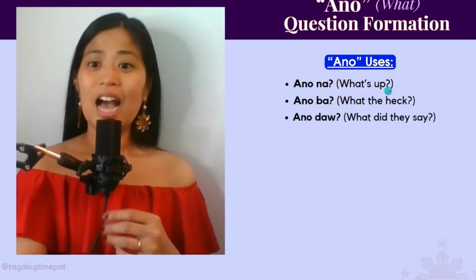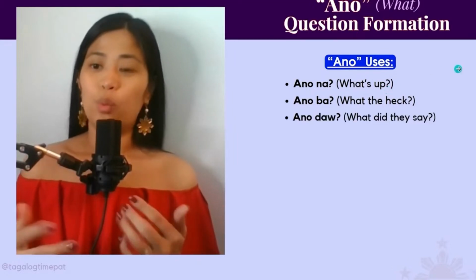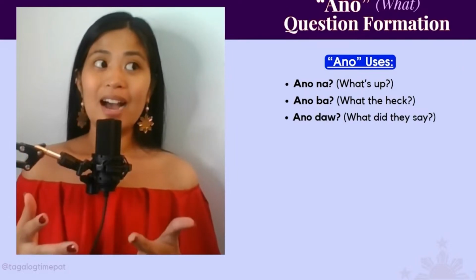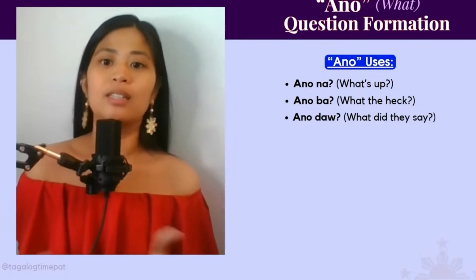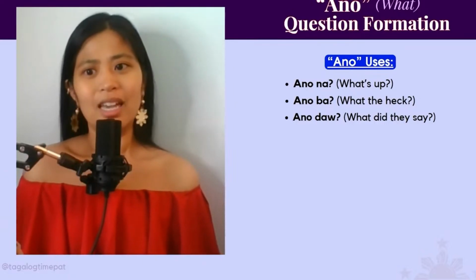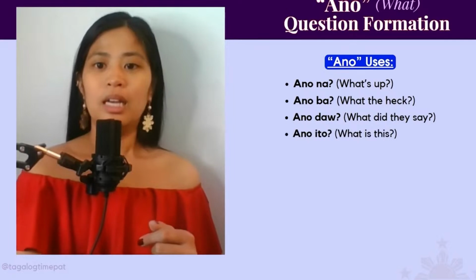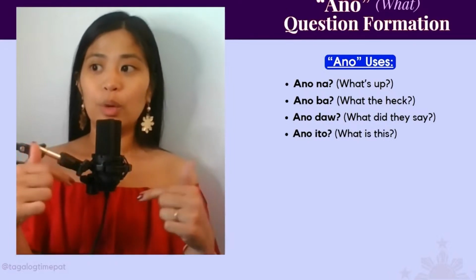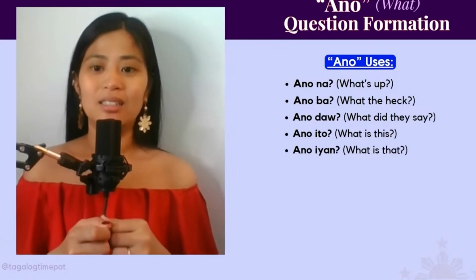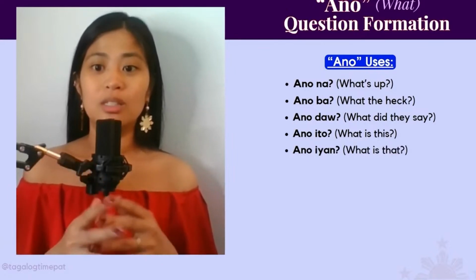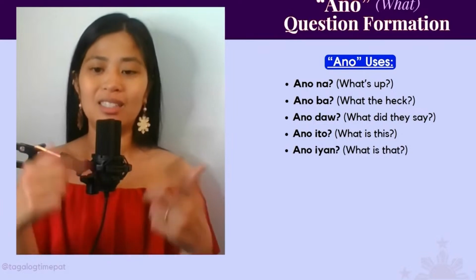Next, ano daw? That means what did they say? So daw means you're referring to someone else after they've said something. So ano daw? What did they say? Next, ano ito? What is this? And then ano iyan? What is that? So that's just the different ways to use the demonstrative pronouns this and that.